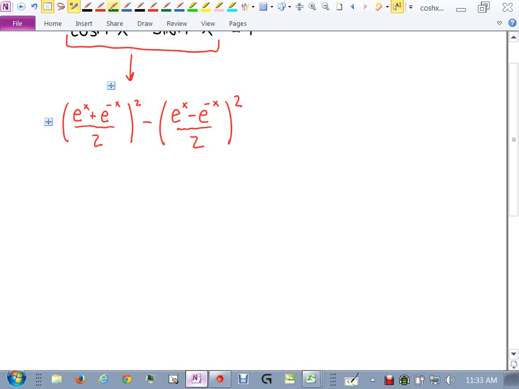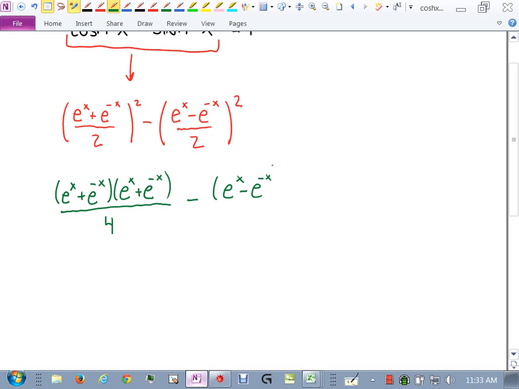So let's take a look at the top. I'm going to have to do e to the x plus e to the negative x times itself. Then on the bottom, squaring the 2, that's just 4. Then over here, minus, e to the x minus e to the negative x, same thing, all over 4 again. When you square this, I wrote it out just to make sure no one forgot that you have to actually expand that, FOIL it, this times this, this times this.